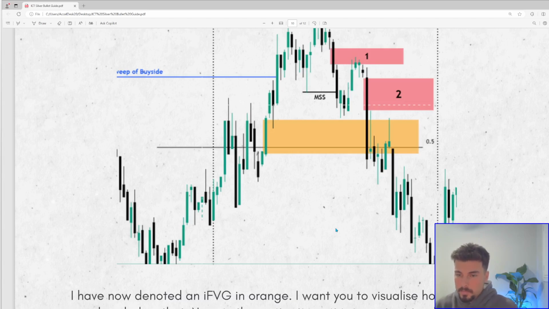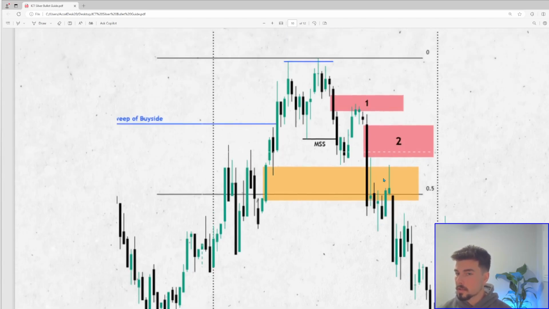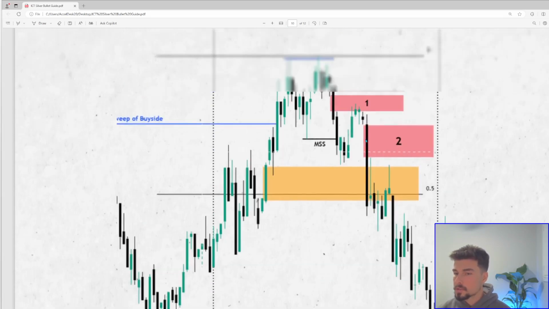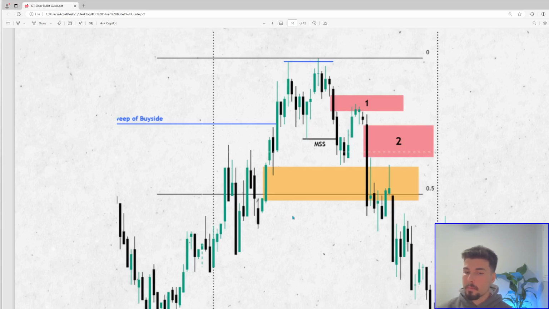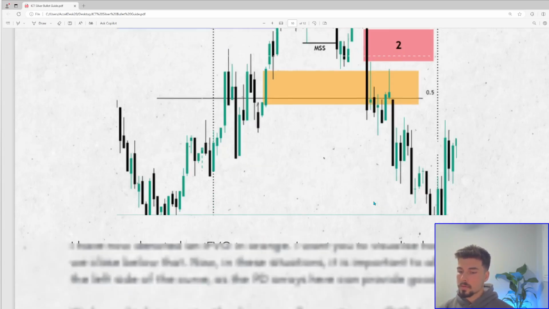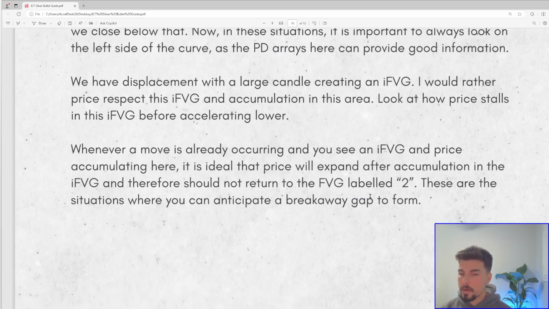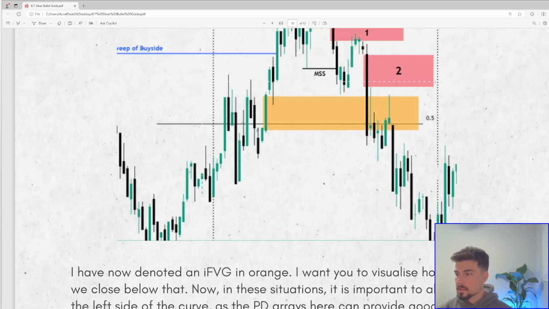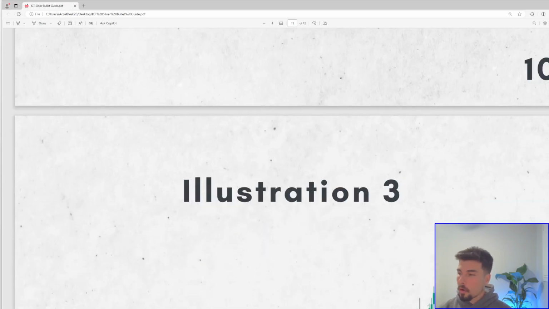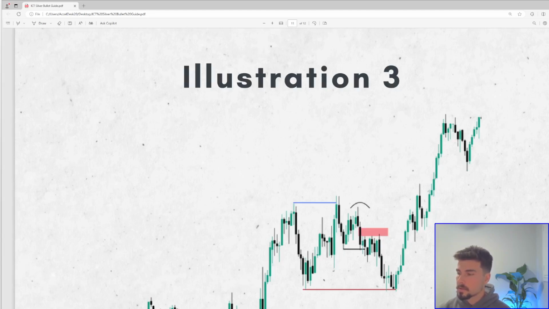So if you see price aggressively push, create an inversion and then start to accumulate, it's more ideal in my opinion for price to continue in the same direction that's already been initiated, as opposed to accumulate and come up here. It's not as high probability, because that would mean price might be using these candles as an order block to push higher. So I hope this is all starting to make sense. This is where you can anticipate a breakaway gap to form. Does it have to? No, but there are some situations where it probably will form more often than not. And I think it's an important thing to talk through.